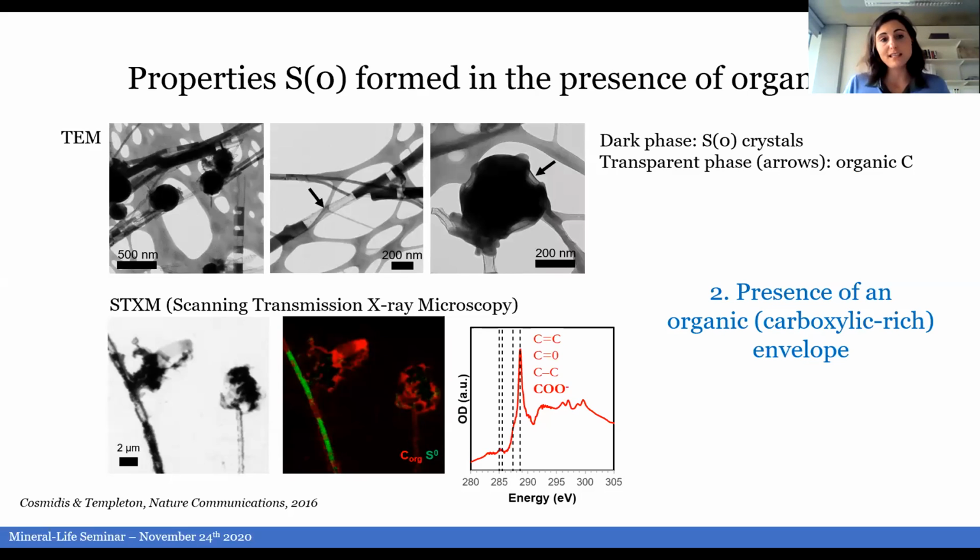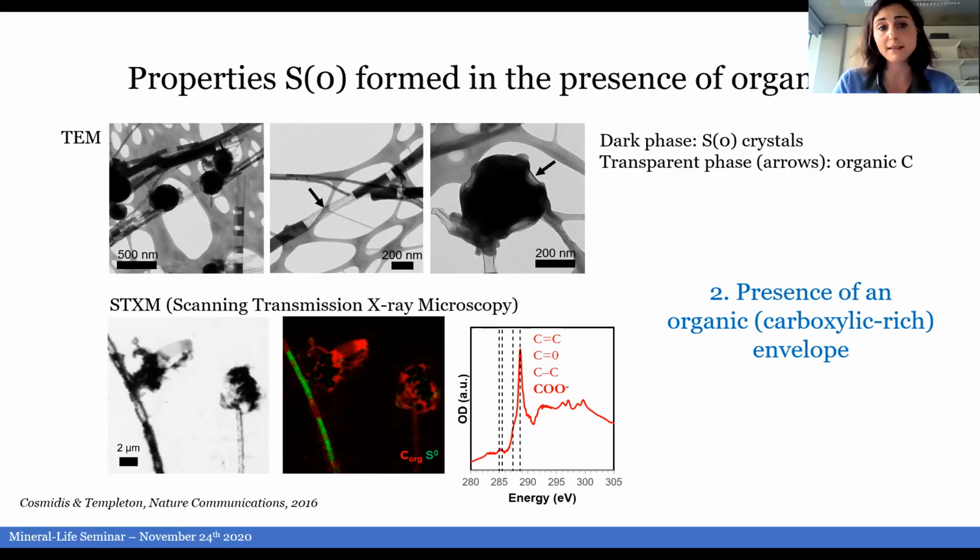Another interesting property of this sulfur is that it's closely associated with organics. We can see that on transmission electron microscopy images here at the top. Here we took some sulfur filaments and spheres formed in the presence of organics, and we deposited them on a carbon coated TEM grid. What you see in the background, that's like a spider web. This is not the sample, this is just the background on which the sample was deposited.